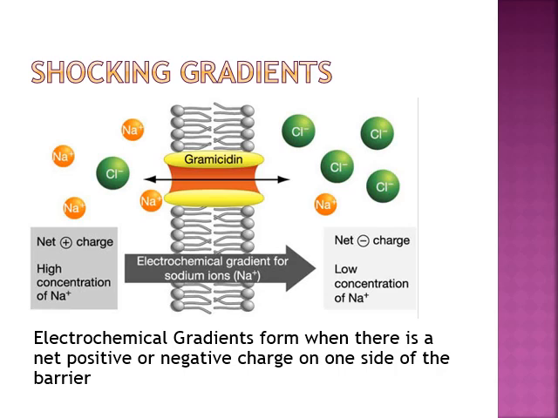Right. If one side of the barrier has a lot of positive charge molecules and one side has a lot of negative charge molecules, they want to shift sides so it's equal. And you can use the energy of that movement to power your biological reactions.